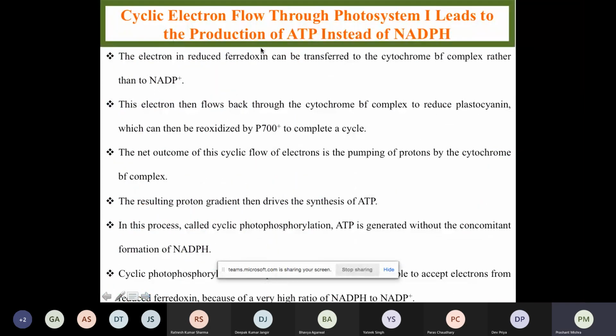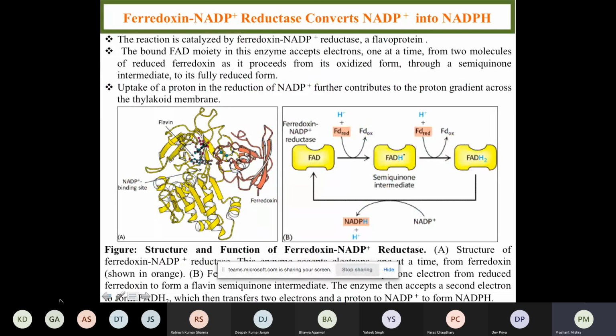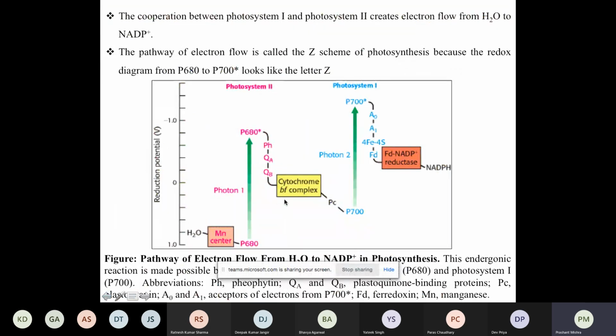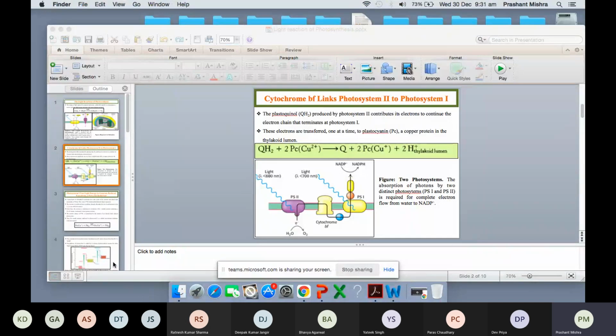Now, coming to the cyclic electron flow, I have already shown you how cyclic electron flow can occur. If your NADPH is in excess quantity, that means energy is enough, or the phosphorylated molecule in reduced state is enough, so you need more ATP. If you do not require NADPH and you just require ATP, the electron will flow from ferredoxin to the cytochrome b6f complex. This flow will generate ATP when it is moving in the cytochrome b6f complex. So these are the things which are happening in cyclic photophosphorylation.